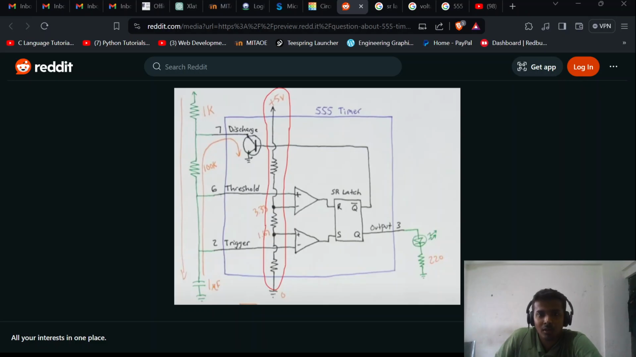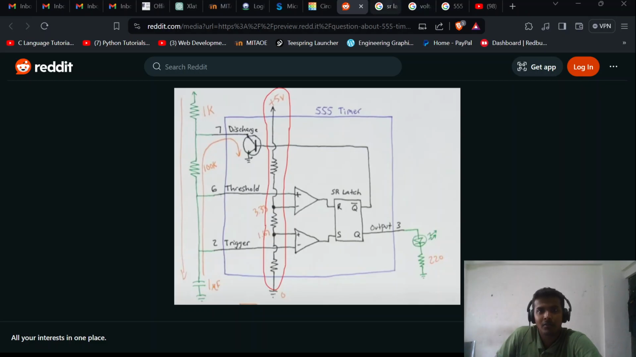So now we know that at t equals 0, this set pin, that S pin is 1. It is getting output as 1. Okay, sorry, the SR latch is getting set input is 1 and R is getting 0.